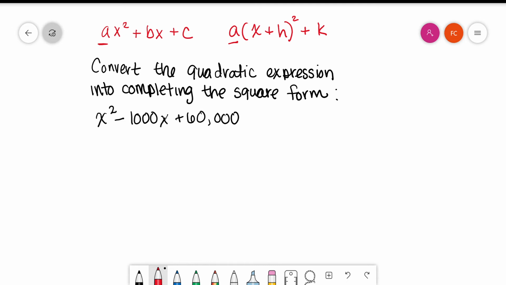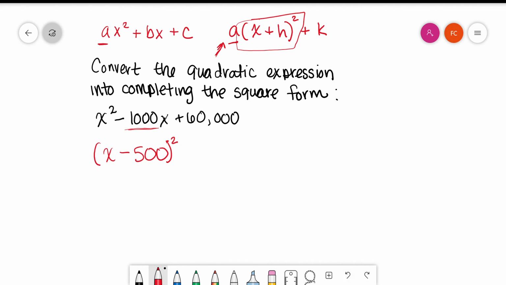All right, so as we've started in the past, we're going to look at that middle term, our b value, and we're going to cut that in half. So right now it's negative 1,000. Half of negative 1,000 would be negative 500. So I'm going to start putting together my parentheses. We're going to do (x minus 500) squared. So we're working on this part of the completing the square form right now. And again, we're not going to have this a value because the a value is actually 1, and we don't have to put that 1 there.